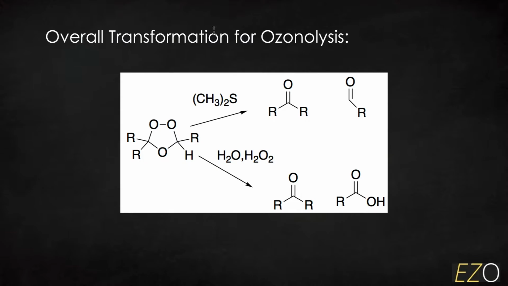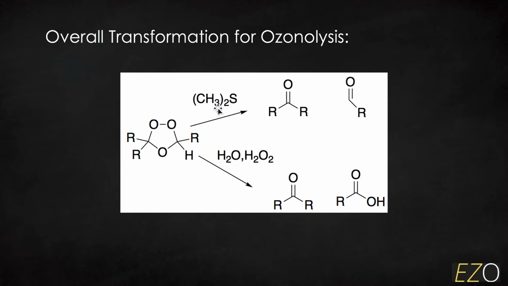Now the second step has two possible reagents to be added to end up with two different products. So you can add (CH3)2S in order to get ketones and aldehydes if there are hydrogens related to the initial molecule. So if one of these R groups is a hydrogen, then this is going to be relevant.